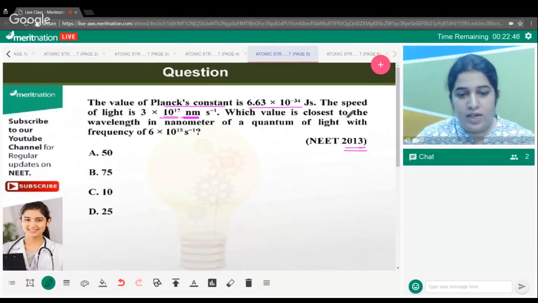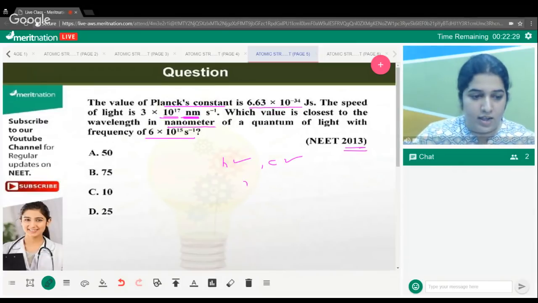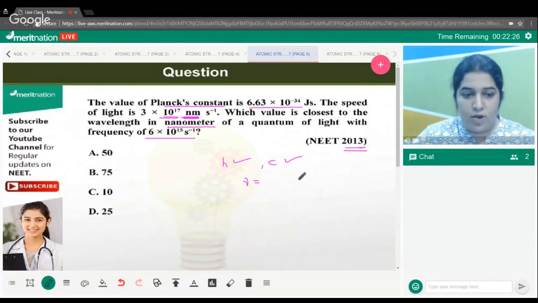Which value is closest to the wavelength in nanometer we need to calculate of a quantum of light with frequency of 6 into 10 to the power 15 per second. So we have been given the value of h, we have been given the value of c, and we are given nu, the frequency, is equal to 6 into 10 to the power 15 per second. So that's very easy. Which formula will we use here?